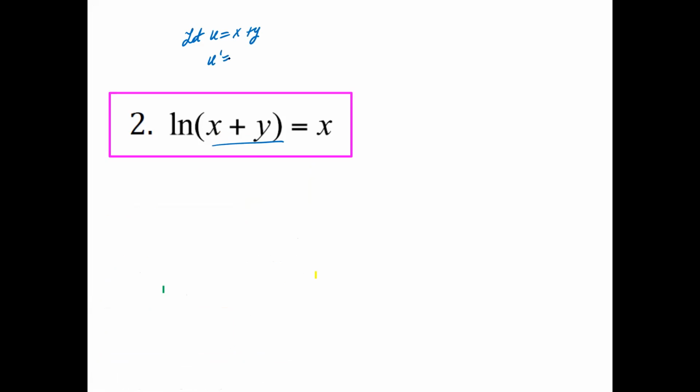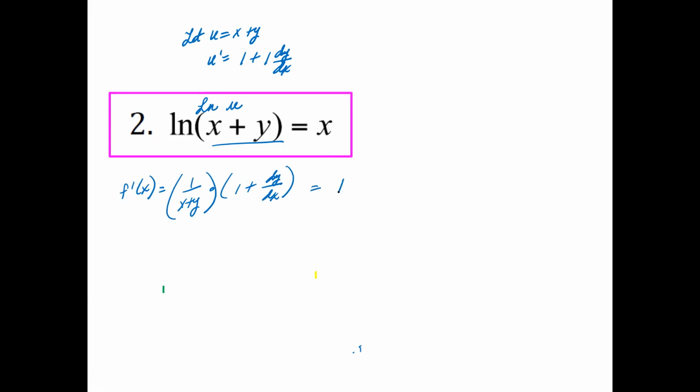U prime is going to give you the derivative of x, which is 1. Remember the derivative of y is also 1, but because it's a derivative of y, you have to put in a dy over dx. So then you're just going to replace this as ln u. The derivative of ln u is 1 over u times u prime. So I'm going to replace this part with 1 over u, which is x plus y, and u prime with 1 plus dy over dx. Make sure to put parentheses. Equals the derivative of x, which is just 1.